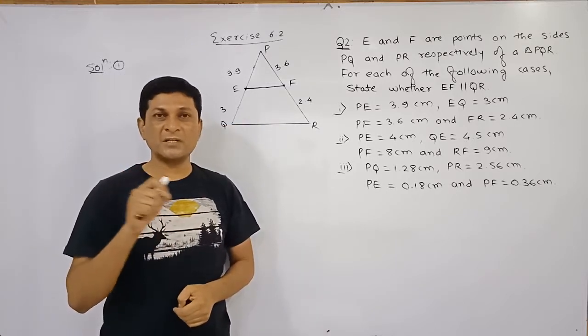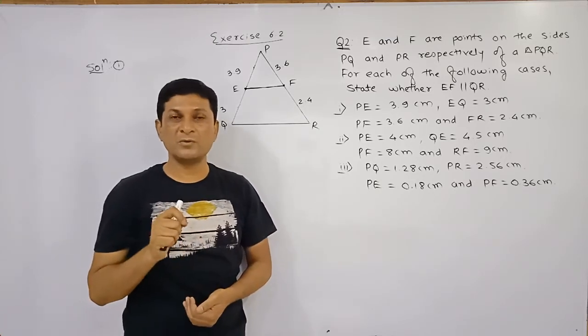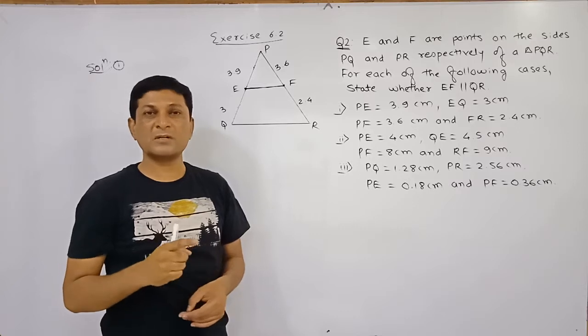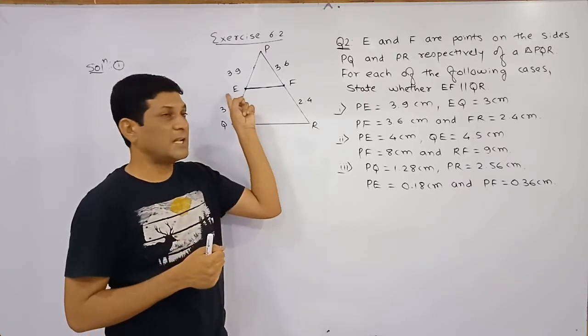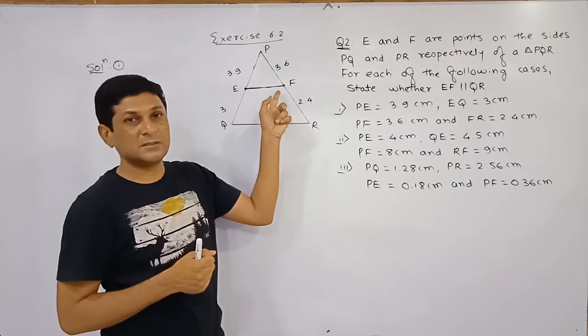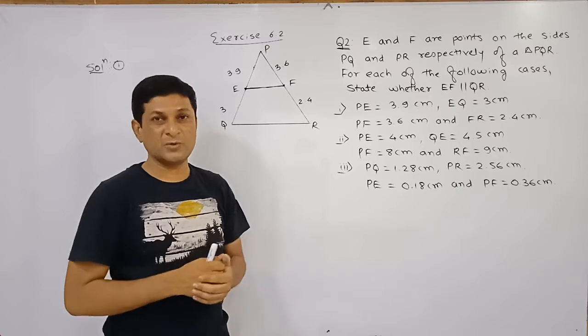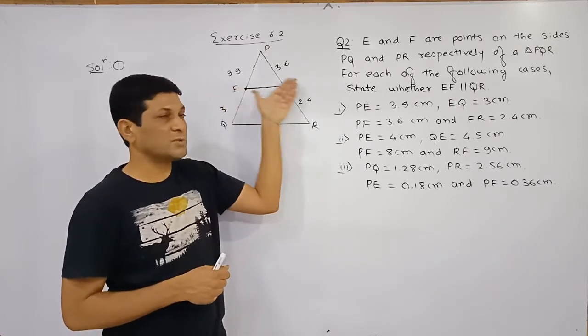So to check whether this EF is parallel to third side or not, we have to apply converse of basic proportionality theorem. So what does converse of basic proportionality theorem say? If a line divides two sides of a triangle in equal ratio, at that time it is parallel to the third side. So let us check whether these ratios are equal or not.